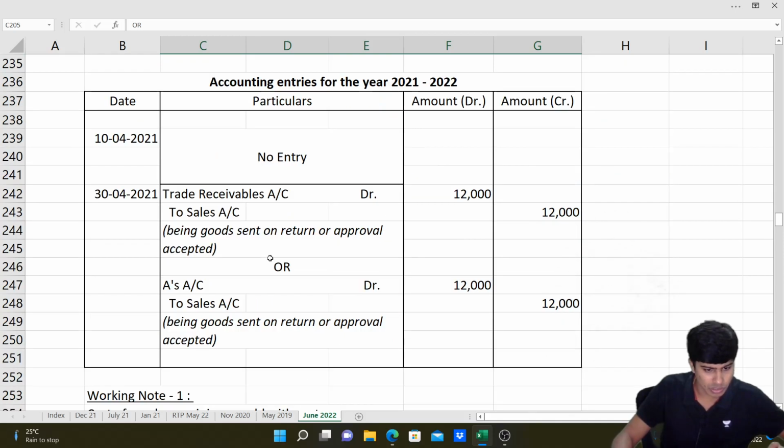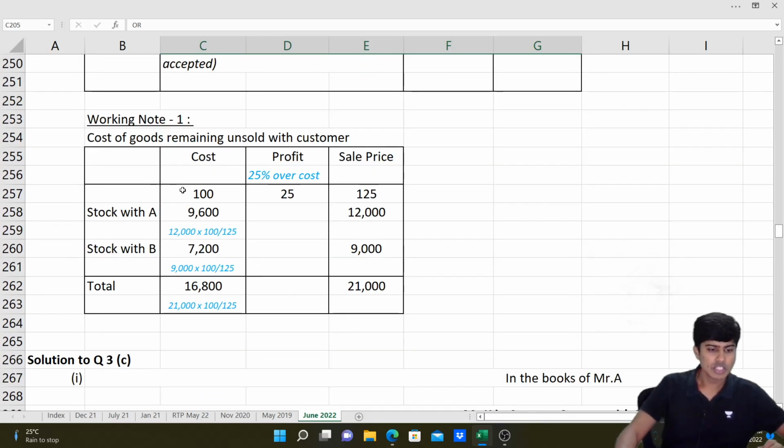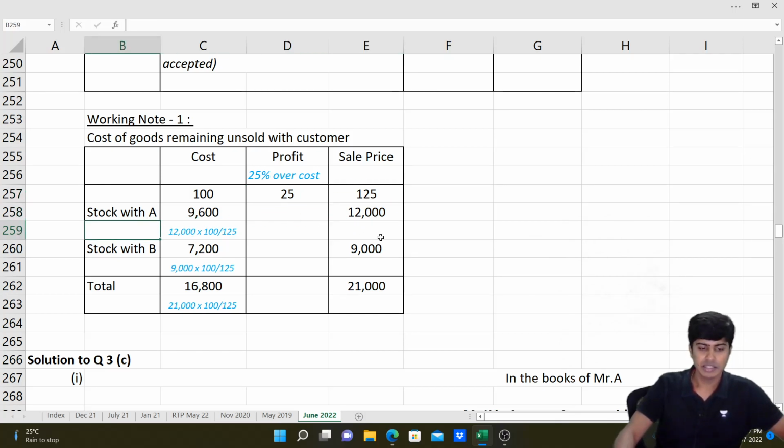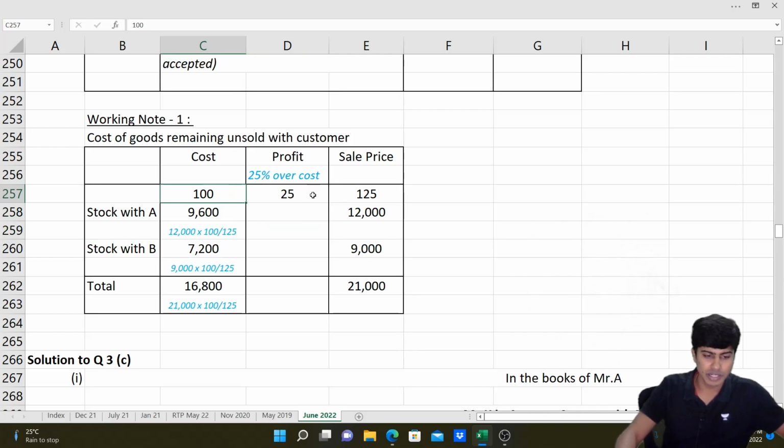Yeah, we've done working note number 1 to understand this. See this. So if the cost is 100, profit is 25, this is 125. The selling price is 12,000 for Mr. A. Then you would have to do 12,000 into 100 divided by 125. Itne mein itna to itne mein kitna. If it is this much for this much, then how much for this much?